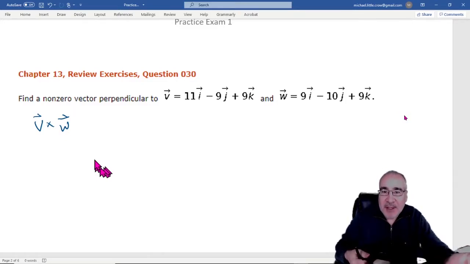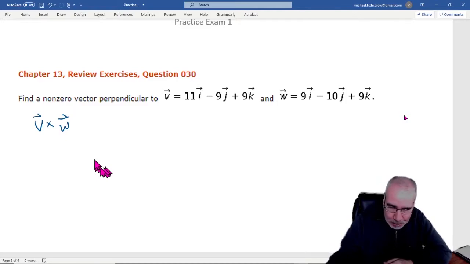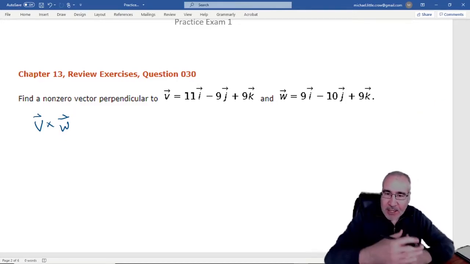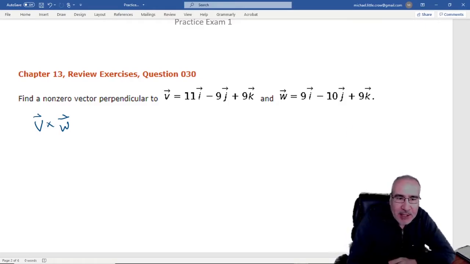Right? There's an infinite number, because you could change the magnitude. You could also move it, but it would still be perpendicular, I guess. Anyway, multiply by a scalar, all those kinds of things. So let's line this up. So what do we get?